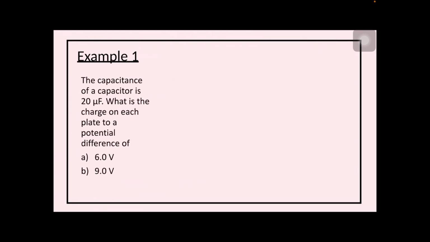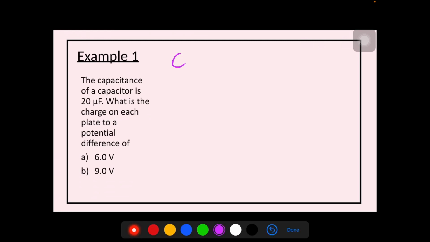Right, okay, look at example 1. The capacitance of a capacitor is 20 microfarad. What is the charge on each plate at a potential difference of A, 6 volt and B, 9 volt? So we need to find Q. Okay, we list out the information first. C equals Q over V. We need to find charge. So Q equals CV.